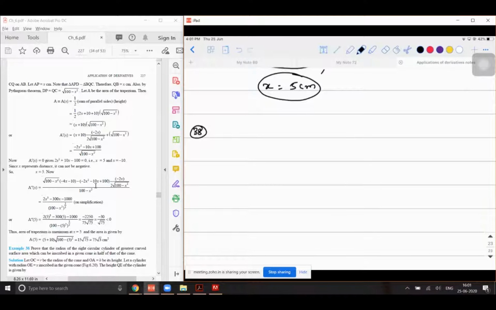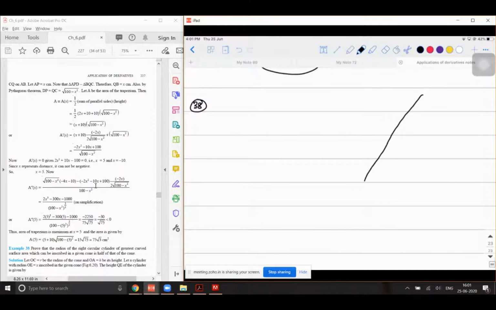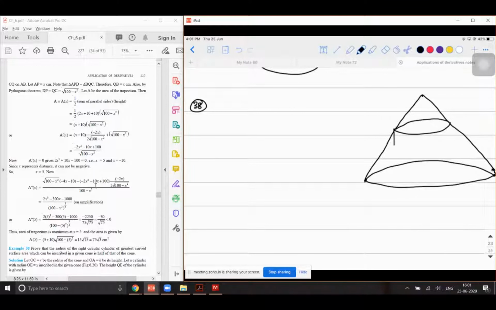Is half of that of the cone. So let's try to draw the diagram. I have a cone. In this cone, what is our work? We need to inscribe a right circular cylinder.